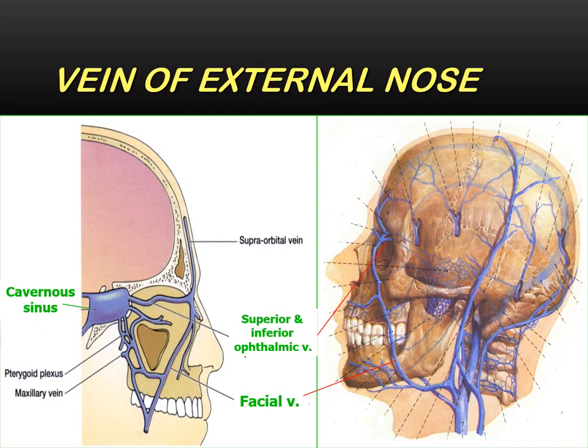Here is a demonstrative photo for the veins of the external nose, and you can see how it is connected to the cavernous sinus, which is directly and closely related to the brain. You can watch and recognize all the veins coming from the nose and the face going directly to the cavernous sinus.